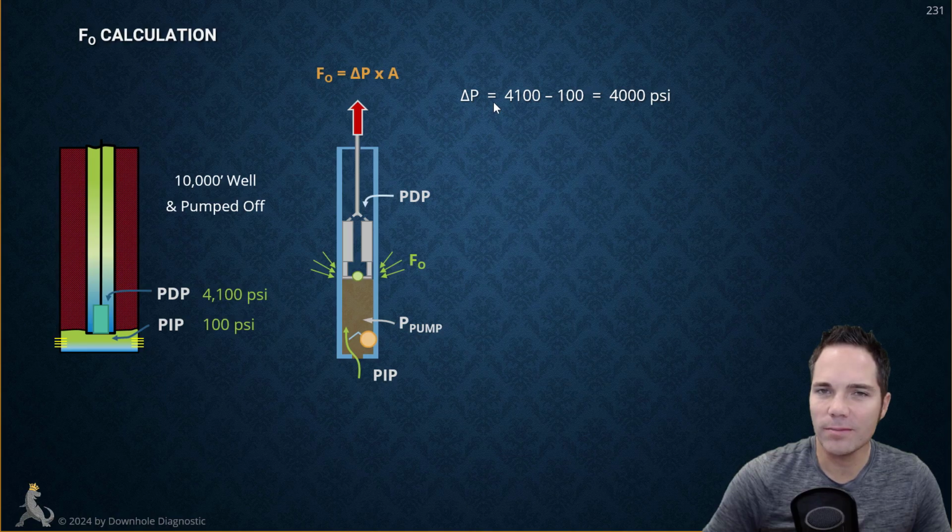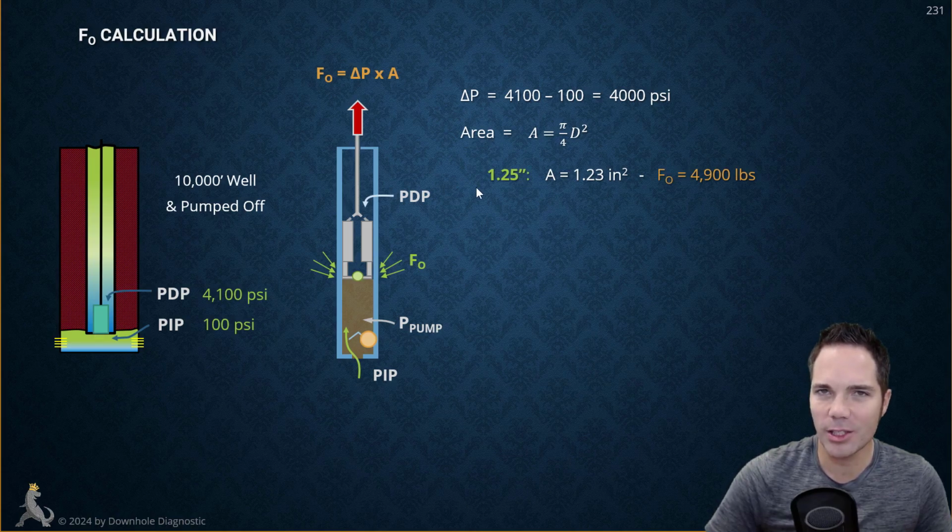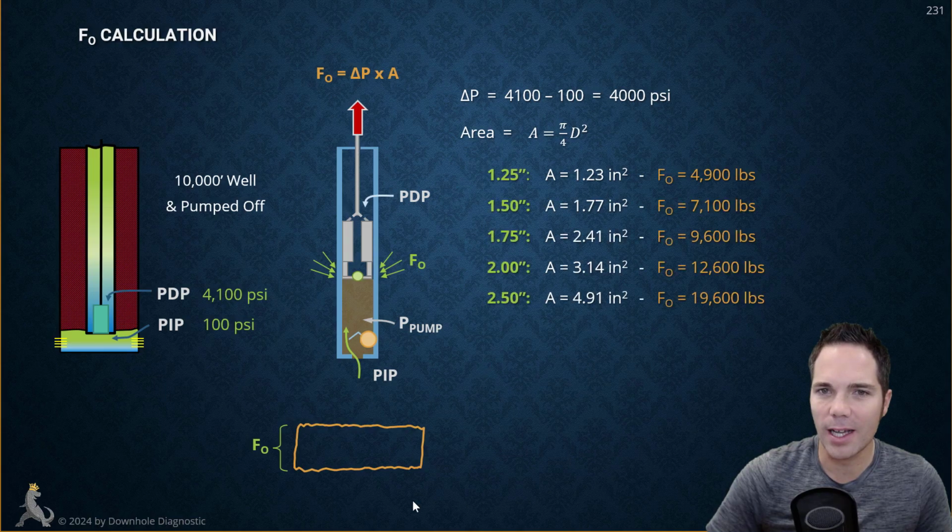Our pressure differential is going to be 4,000 psi. The area of a pump is this equation. And let's look at what it's going to be as we vary the diameter of our plunger. So if we have a 1.25 inch pump, here's the area of that plunger, and here's the fluid load. 4,900 pounds. That's what it would be for our 10,000 foot well if we have a small diameter pump. Okay, and it's pretty common to see at 10,000 feet, if the well's pumped off, that you have a 1.25 inch pump because your fluid loads start to get quite high as you increase the pump diameter. Remember, fluid load is the height of the card.